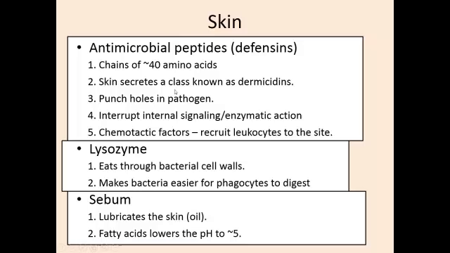Now, the skin secretes a specific class of defensins called dermicins, and we don't really know what their mechanism of action is. Now, another antimicrobial protein is called lysozyme. We find lysozyme all over in the fluids of the human body, and it eats through bacterial cell walls by clipping those NAG and NAM subunits in peptidoglycan. Isn't that clever?